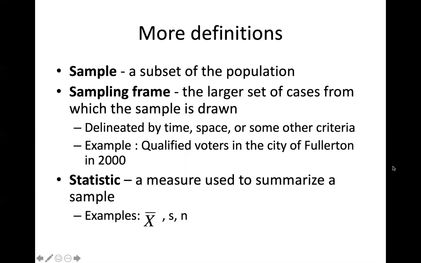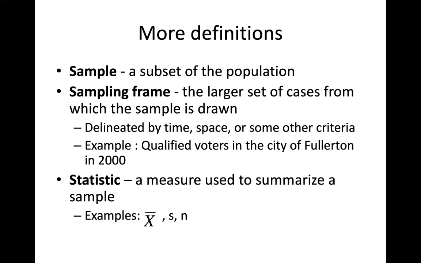Samples have statistics, and a sample is a subset of the population. If we draw a boundary around the population, and we say we want to limit to a certain time or a certain area, then we can draw a sample from that. That's called a sampling frame. The sampling frame helps us understand the extent to which we can make inferences about the bigger population based on the sample we draw.